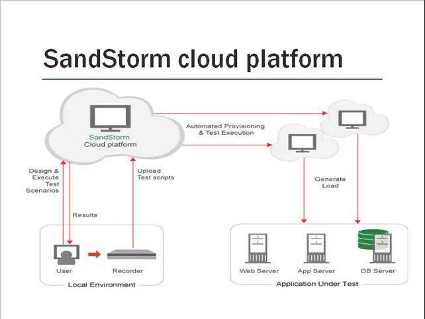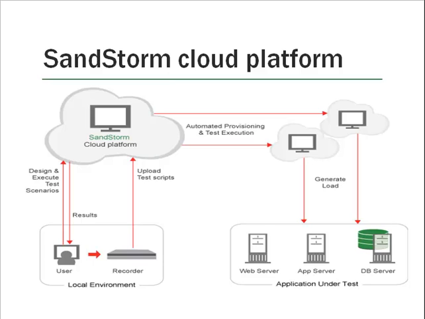So the way this works is once you upload your test cases to the SandStorm portal, it allows you to choose the load generator region. And from that region, using the Amazon EC2 cloud, we spawn the load generators and they can generate the load on your application under test. Now, this application is required to be exposed over the internet so that these machines can generate load on the application by communicating with it.